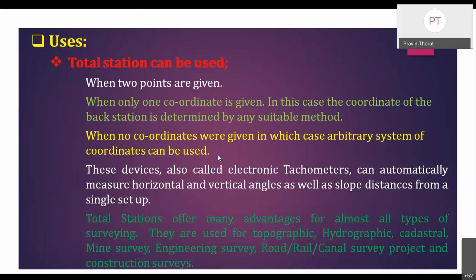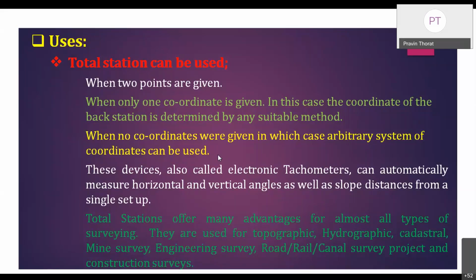thereby eliminating manual recording. So we don't have to record the readings using a field book or any type of notebook. These readings will be recorded directly in the memory card provided inside the instrument. Because of this, recording errors are minimized 100%.